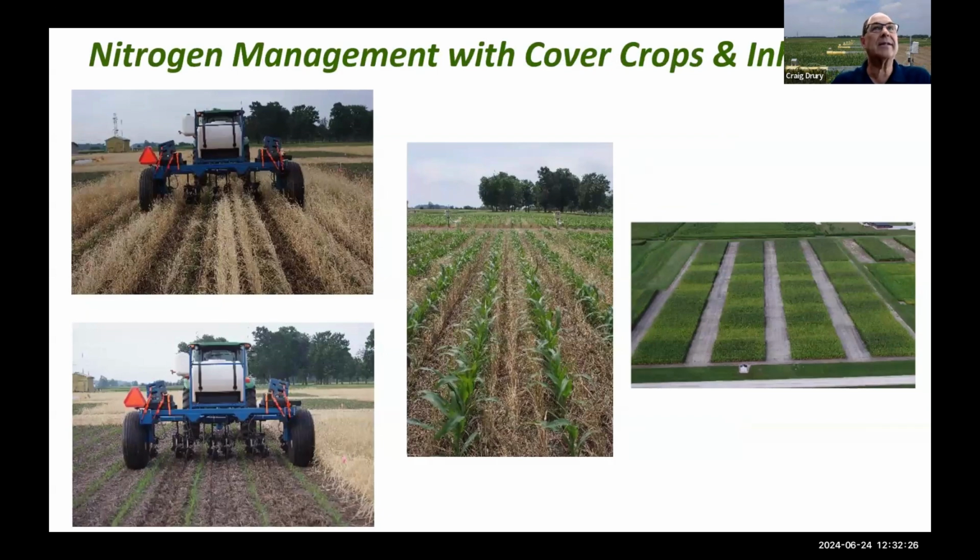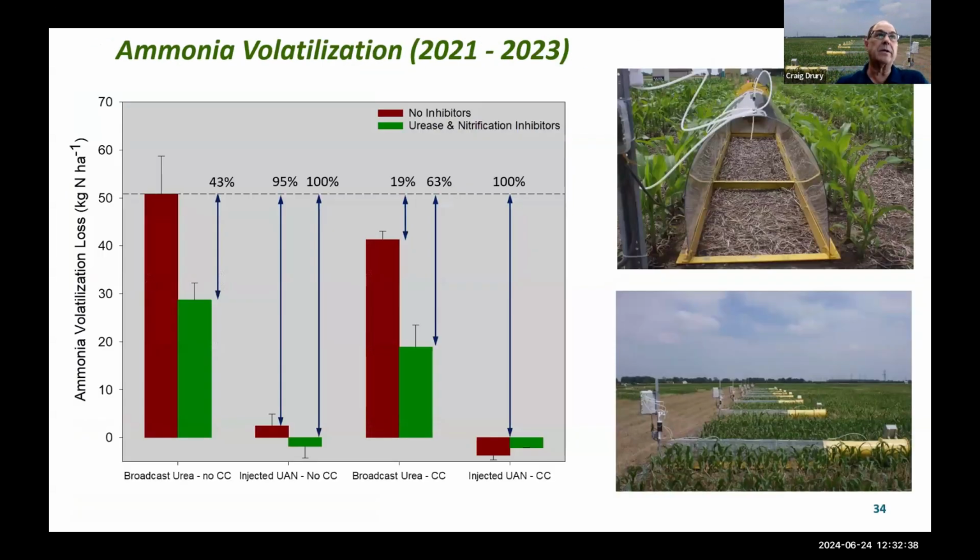And this is the last example I'm giving of, okay, let's go beyond the 4R practices and say, if we start looking at them with cover crops and inhibitors, what can we find?